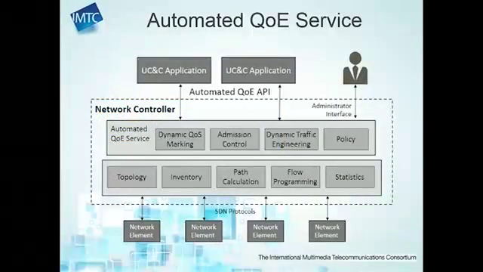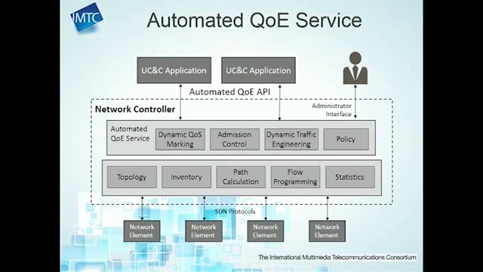So here's the architecture that we've come up with. And again, it's a functional architecture. It shows functional blocks. This doesn't necessarily translate into a software implementation, but conceptually, what we're proposing is that as part of your SDN infrastructure, either running in the controller or somewhere with the controller, you have a new module that we call the Automated Quality of Experience module. And that module has at least 4 submodules.